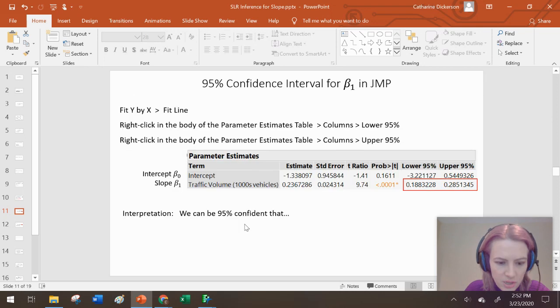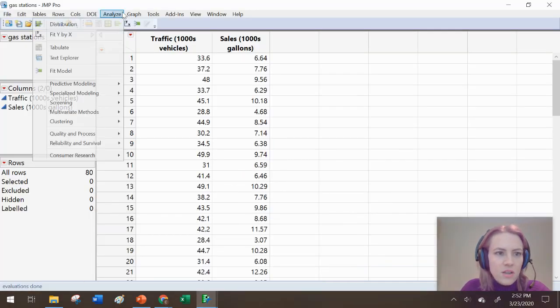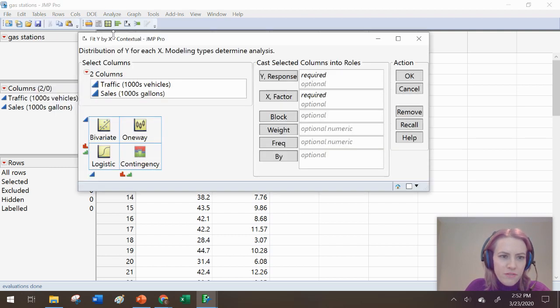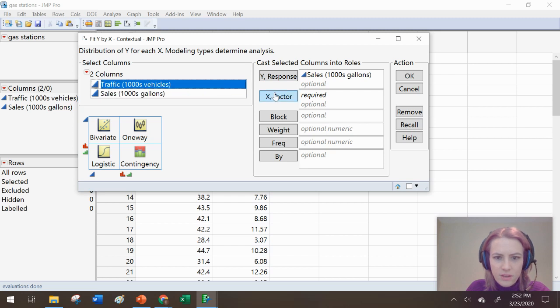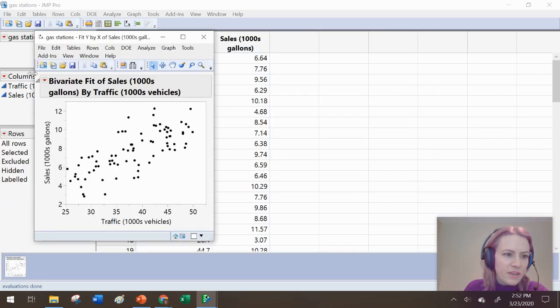All right, so let's go to JMP. I'm using my gas stations. So we always begin by fitting y by x, and we're still trying to predict sales based on traffic. And we've got to fit the line.